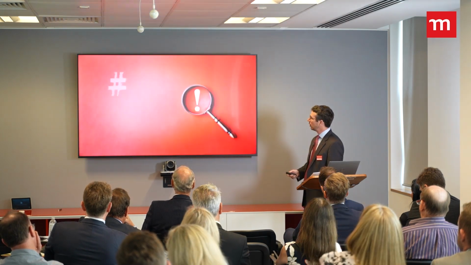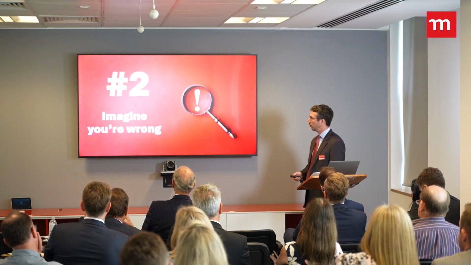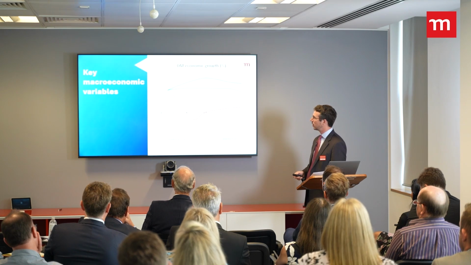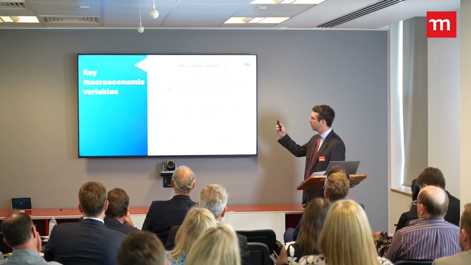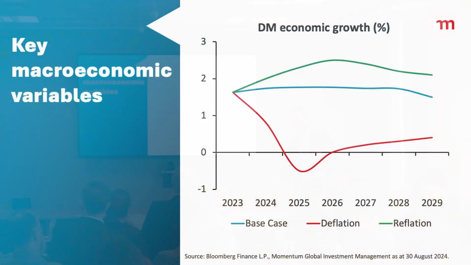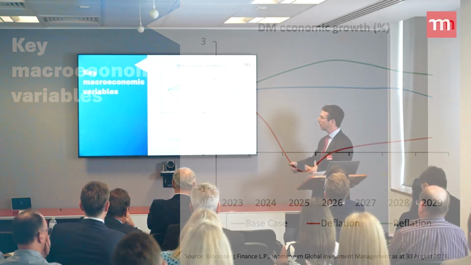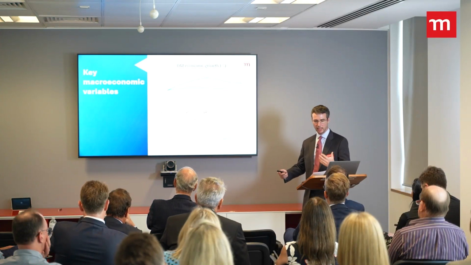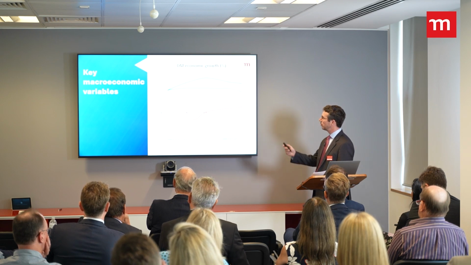That's number one. Number two, imagine you're wrong, because we are going to be wrong at times. So back to that previous chart, we don't simply have a base case expectation. Of course, you would expect us to have other scenarios around that, because there are a lot of moving parts. We're never going to get it perfectly right. So that is number two.